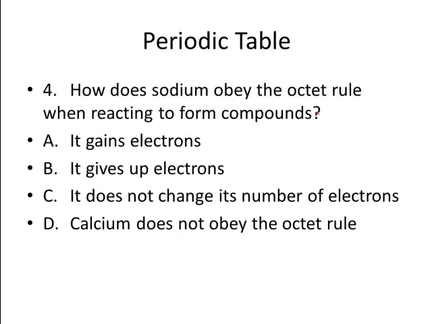Now let's look at more periodic table review questions. The first one is, how does sodium obey the octet rule when reacting to form compounds? A, it gains electrons. B, it gives up electrons. C, it does not change its number of electrons. Or D, sodium does not obey the octet rule.